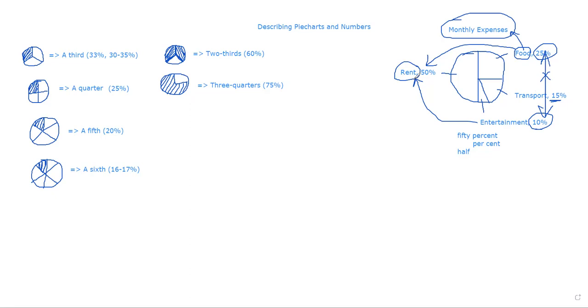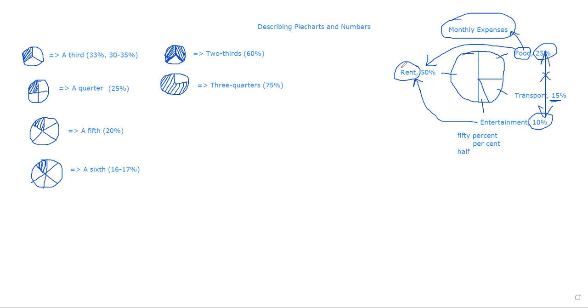For example, food accounts for 25%, a quarter of the monthly expenses, right? That was the topic. এখন যদি রেন্টের সাথে তুলনা করেন, food accounts for half of the rent. Instead of the topic, we are putting the bigger percentage here. Is it clear now? Yes.